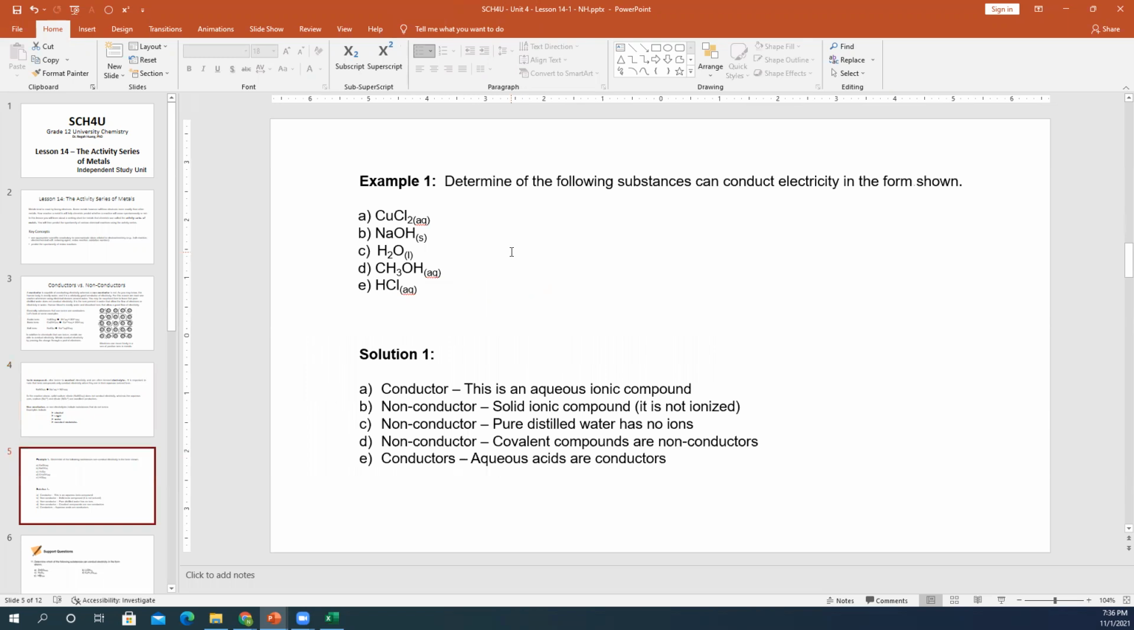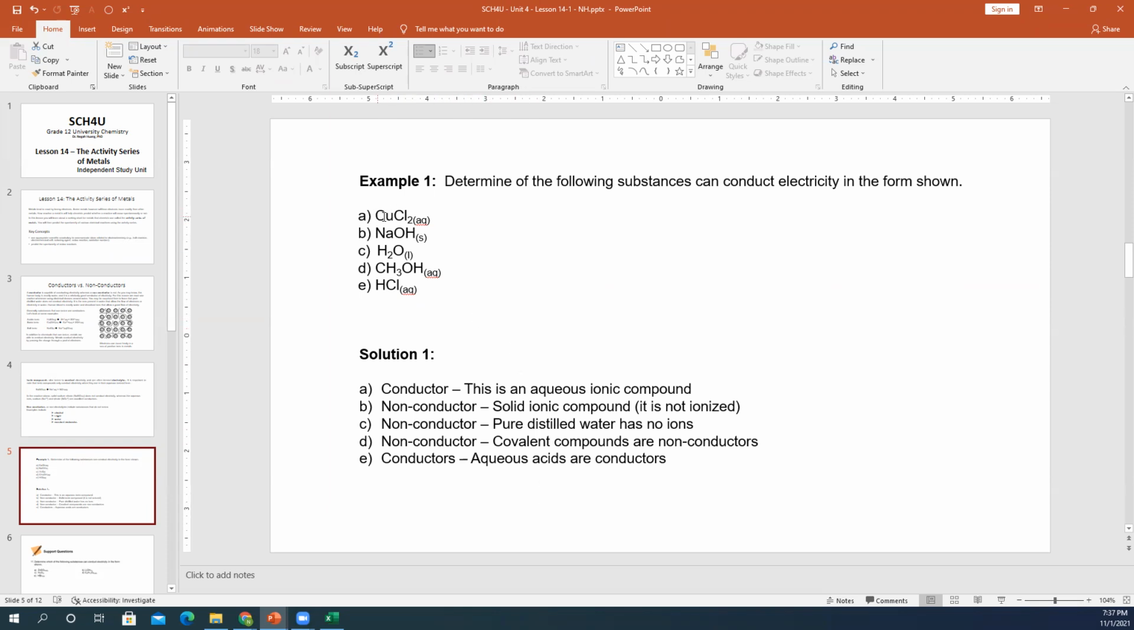So let's look at an example. Here you're asked to determine, of this list of substances, which ones would be conductors of electricity in the form shown. So pay attention to whether it's aqueous, solid, or liquid. Pay attention to the state. Which of these can conduct electricity in the state that it's shown?